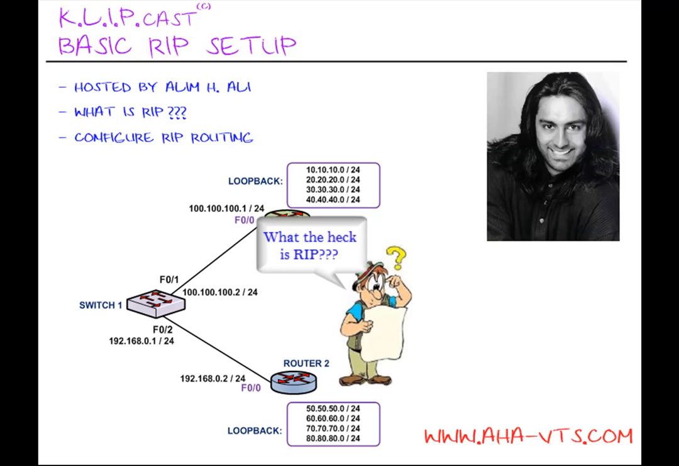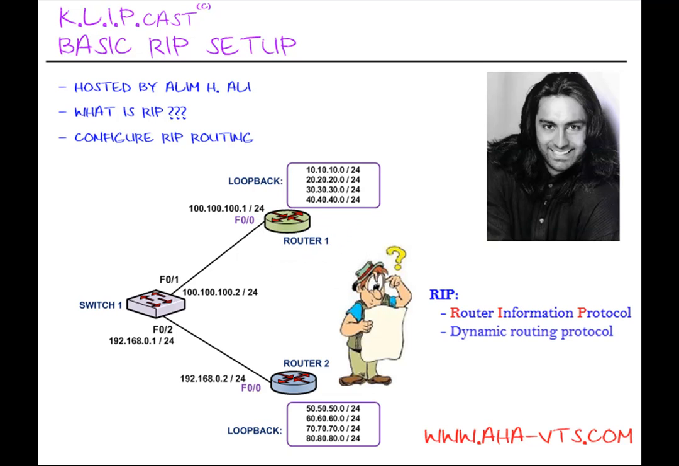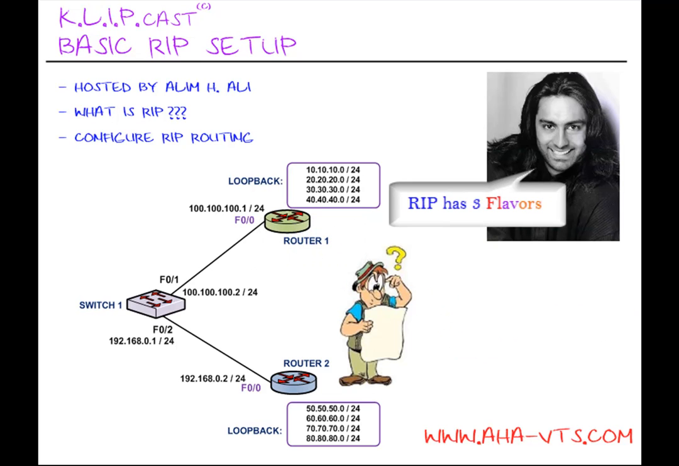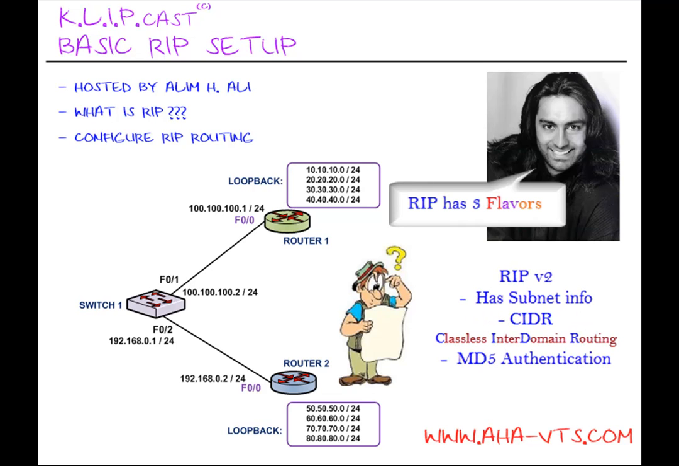So what is RIP? Well, as I said a few minutes ago, RIP stands for Router Information Protocol and is one of a few dynamic routing protocols which are used on LAN and WAN networks. And RIP comes in three flavors. The first one is RIP version 1, which contains no subnet mask information and thus can only do classful routing. Then we have RIP version 2, which is an enhancement of RIP version 1 that does include subnet information for classless routing, or CIDR, which is classless interdomain routing, and also contains MD5 authentication.